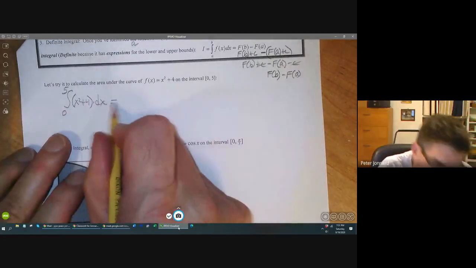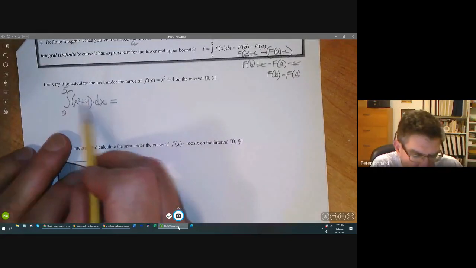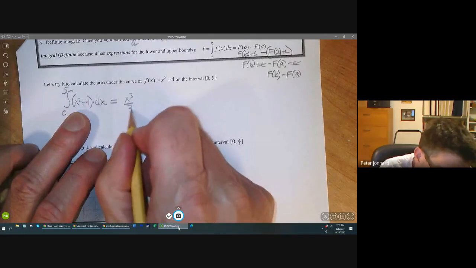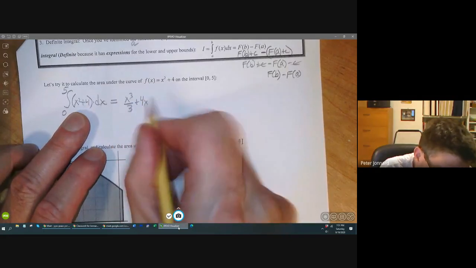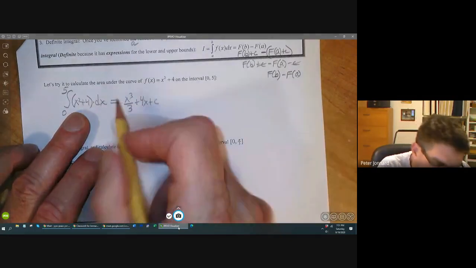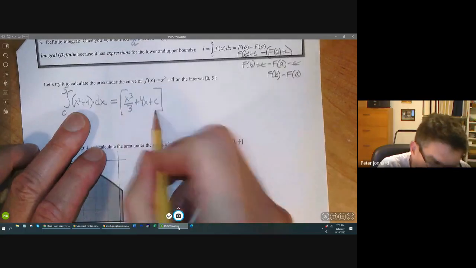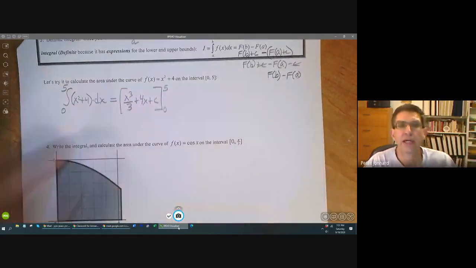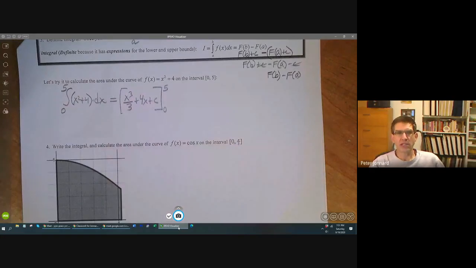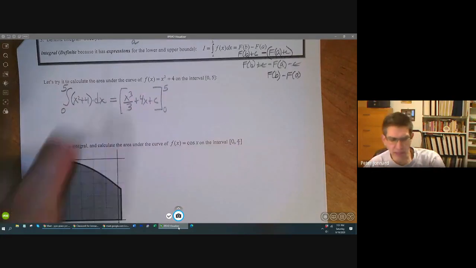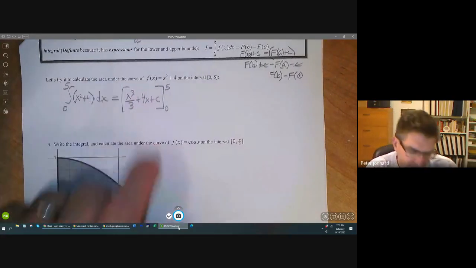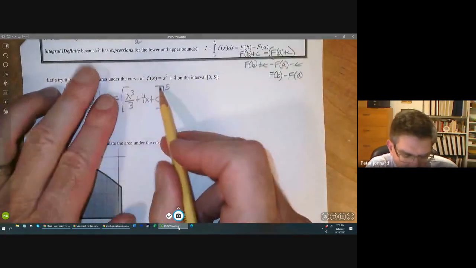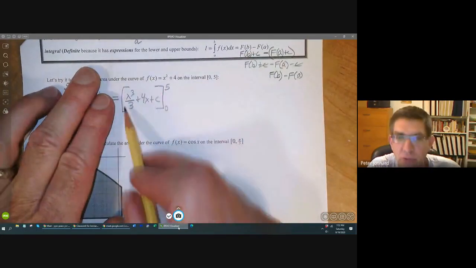And that equals, we have to undo differentiation here. So this would be x cubed over 3 plus 4x plus c. Now we're going to evaluate this. This is the notation we use, from 0 to 5, to say we're going to evaluate that. Sometimes they don't put this bracket here, and sometimes they just do a line here. I just like to include what it is I'm evaluating.